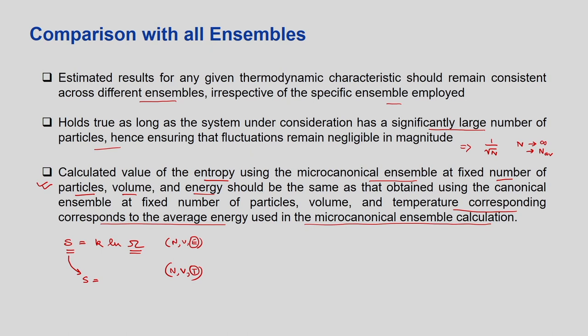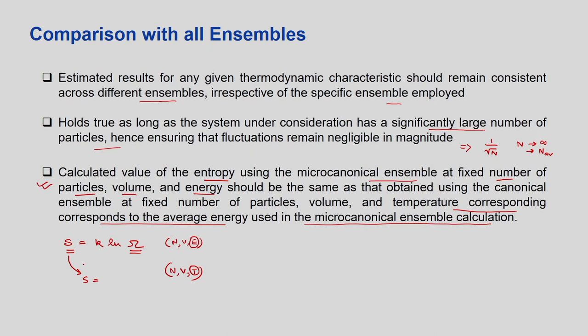This is very important, because the value of entropy obtained from the microcanonical ensemble comes from an isolated system having a number of molecules, volume and energy. That energy is the average energy, and that average energy should correspond to that particular temperature, the equivalent temperature. You should convert energy to temperature, because you know for a monatomic gas it is 3/2 kT. For N molecules, it is 3/2 NkT. So whatever energy you are getting at that temperature, that should be the same. Then only you can say that the entropy is exactly similar.